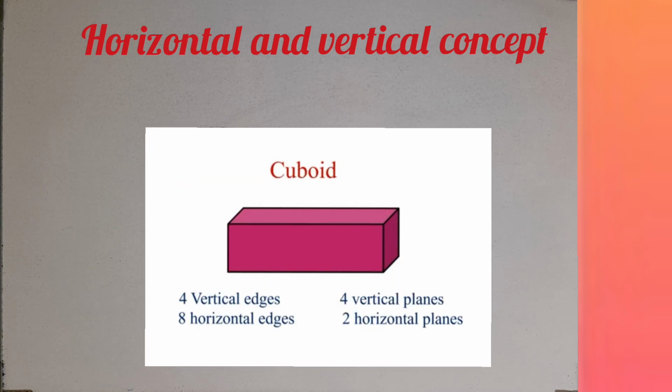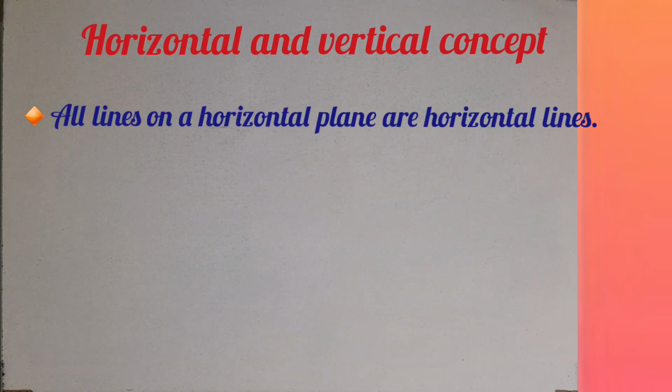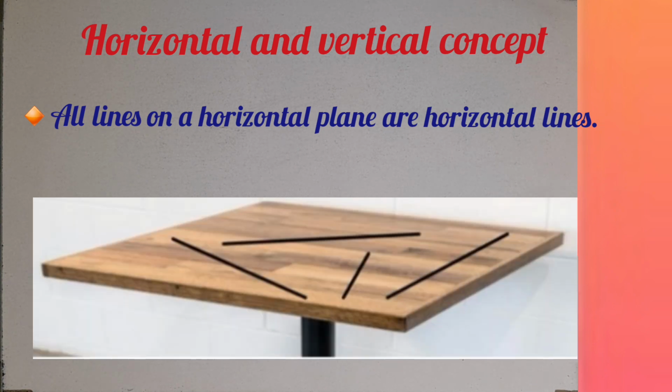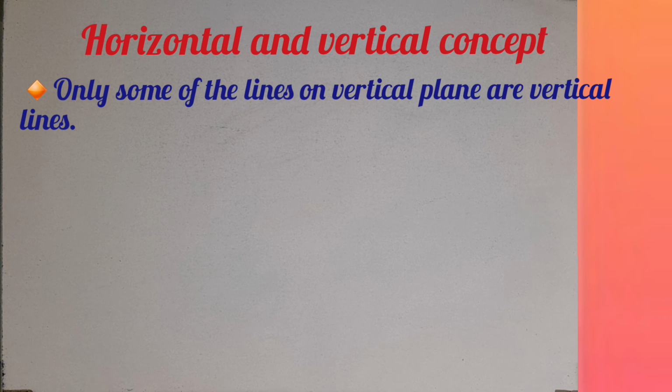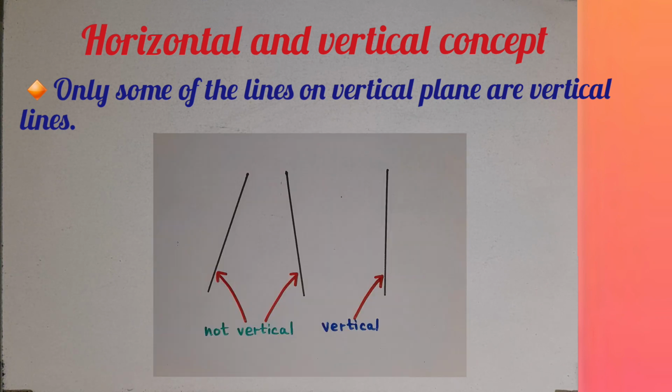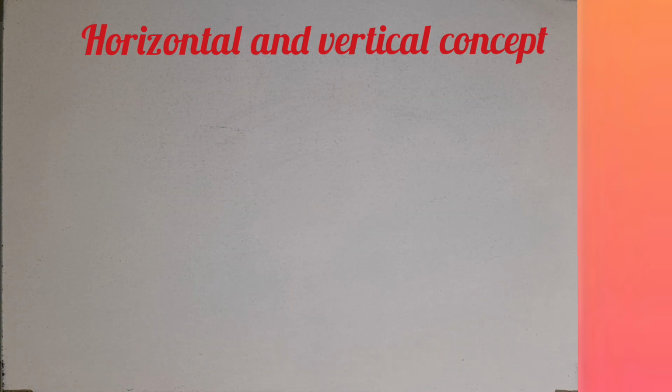And in this cuboid, we have 4 vertical edges and 8 horizontal edges, and 4 vertical planes and 2 horizontal planes. All the lines on a horizontal plane are horizontal lines. You can observe it in the given diagram. In the table, all the lines are horizontal, but only some lines on a vertical plane are vertical lines. On the board, I have drawn some lines, some are vertical and some are not vertical. Horizontal and vertical concepts are mostly used in the construction field.